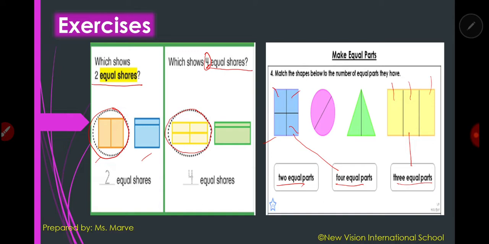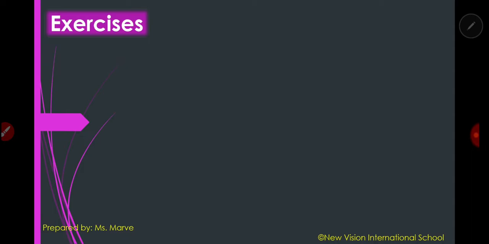And now we are just going to find the 2 equal parts. We have two shapes that are divided into 2, but one is unequally divided, and the other one is the correct one. So which of these is it? Of course, this triangle. Okay? So did you now understand?